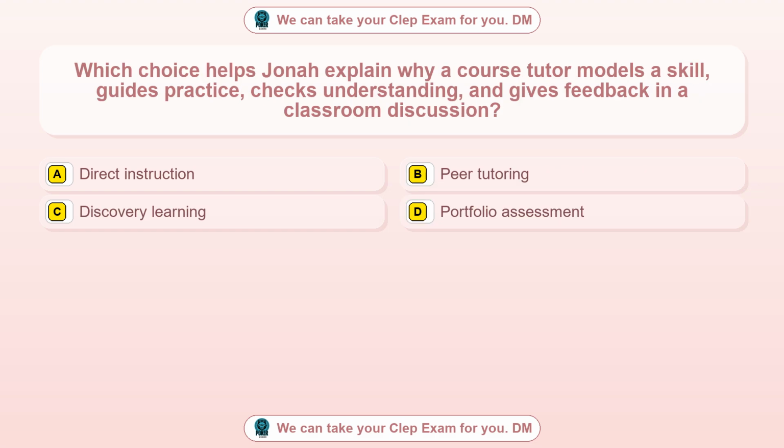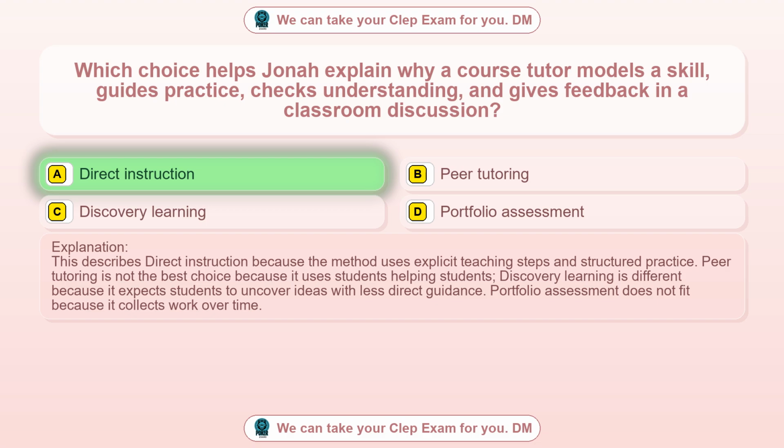Question 48. Which choice helps Jonah explain why a course tutor models a skill, guides practice, checks understanding, and gives feedback in a classroom discussion? Option A, direct instruction. Option B, peer tutoring. Option C, discovery learning. Option D, portfolio assessment. The correct answer is option A, direct instruction.